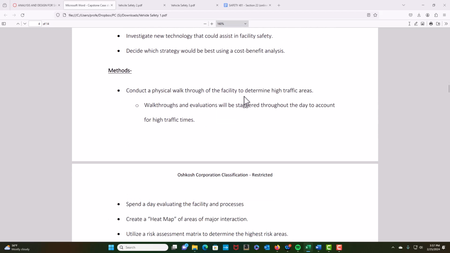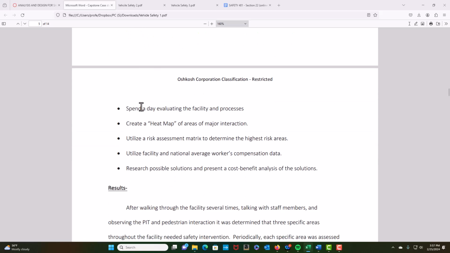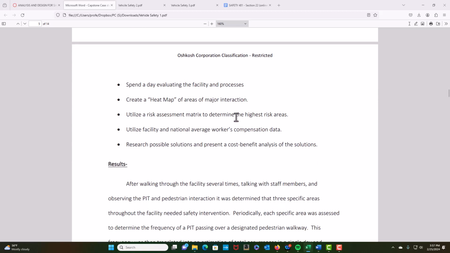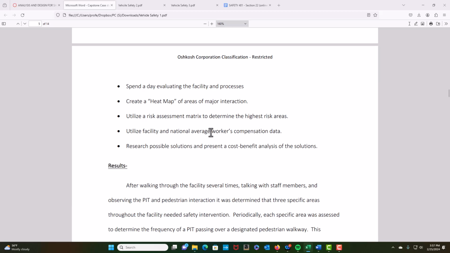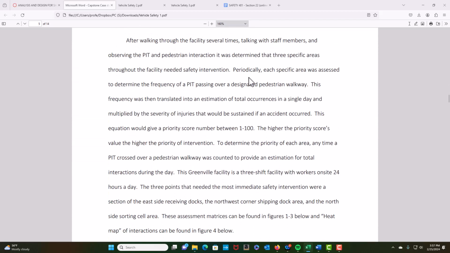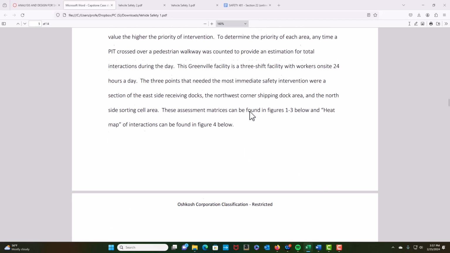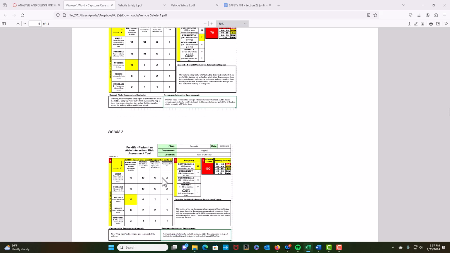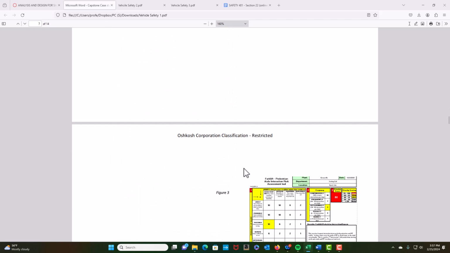Okay, methods. Walk through, spend a day, create a heat map, utilize a risk assessment matrix. Okay, well, again, methods with bullet points, I don't like it. Results, okay, we should see some numbers now, I hope. They should have explained how they used the numbers and scored it. I'm not sure what this means.